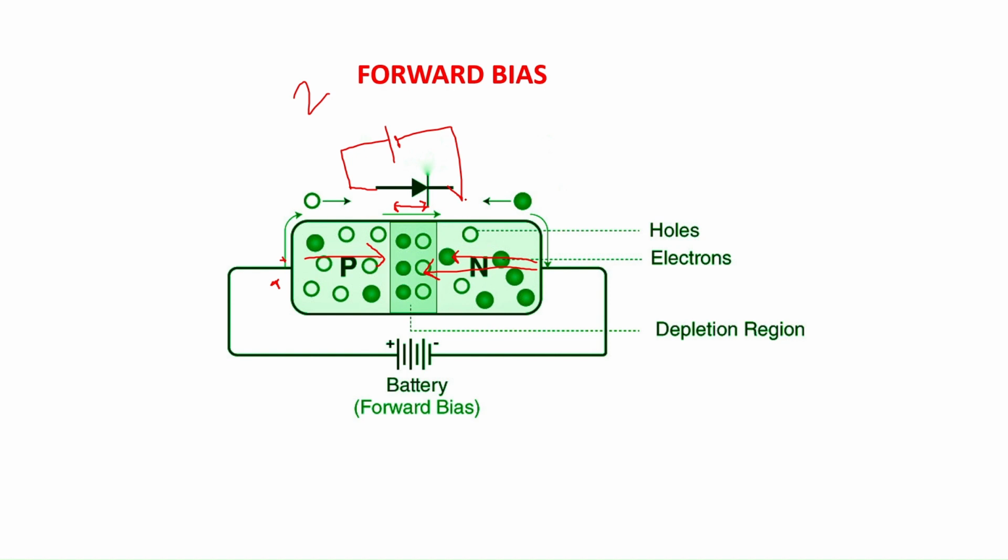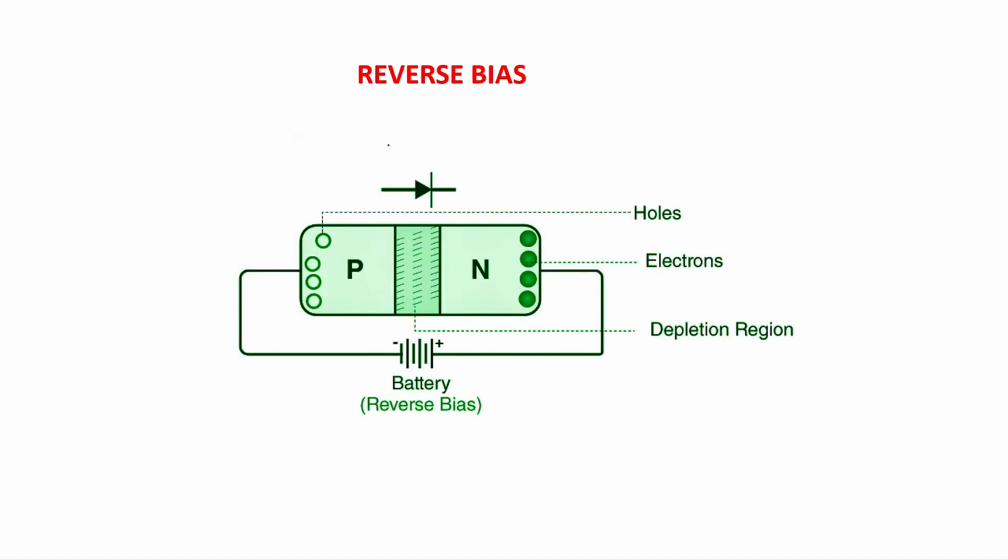Next one is the reverse bias condition. In reverse bias condition, the P-type semiconductor is connected to the negative pole of the battery, and the N-type material is connected to the positive pole of the battery.